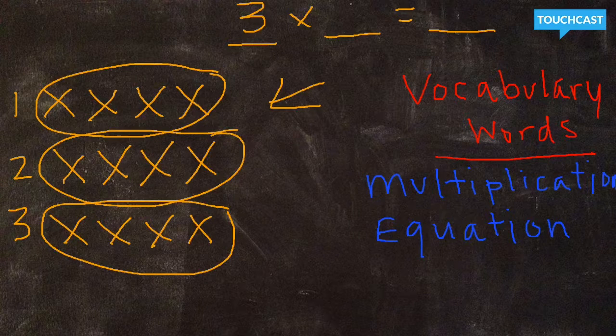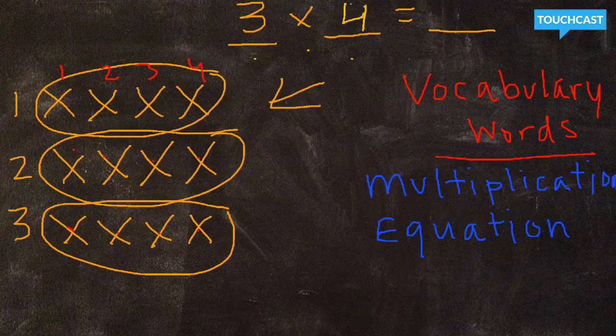So 3, and remember this, the X is a multiplication sign, it means groups of, so 3 groups of. And now we want to look how many are in each group. I see 1, 2, 3, 4 in this group, 1, 2, 3, 4 in this group, 1, 2, 3, 4 in this group. So all 3 groups have 4. So we want to write this 4 here, so 3 groups of 4.